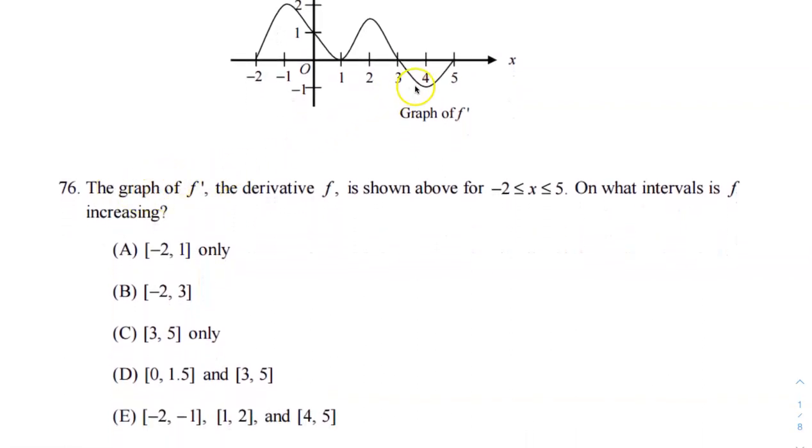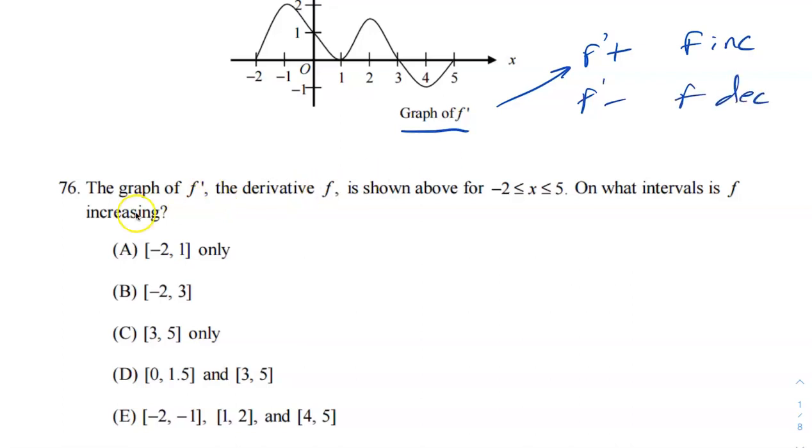The graph of f prime is given, the derivative of f is shown above. So this is the graph of f prime. That's very important. You want to know what graph you're talking about. So we're talking about f prime. On what intervals is f increasing? This one's actually a pretty straightforward one. If you're given the graph of f prime, remember what f prime tells you. If f prime is positive, f is increasing. If f prime is negative, f is decreasing.